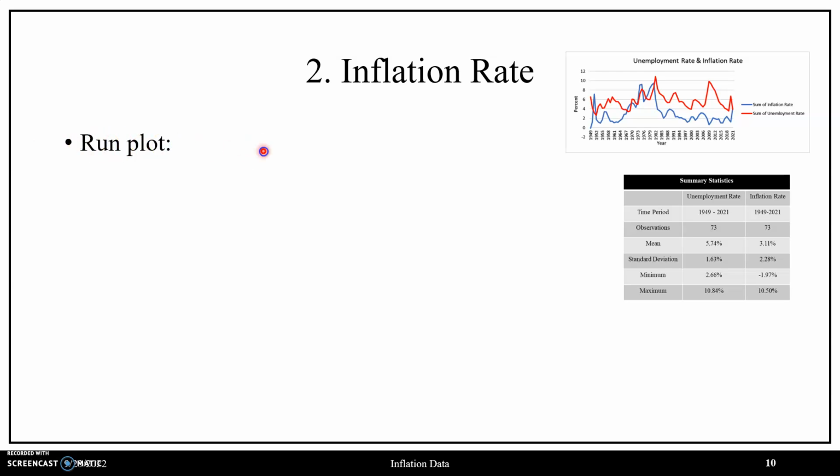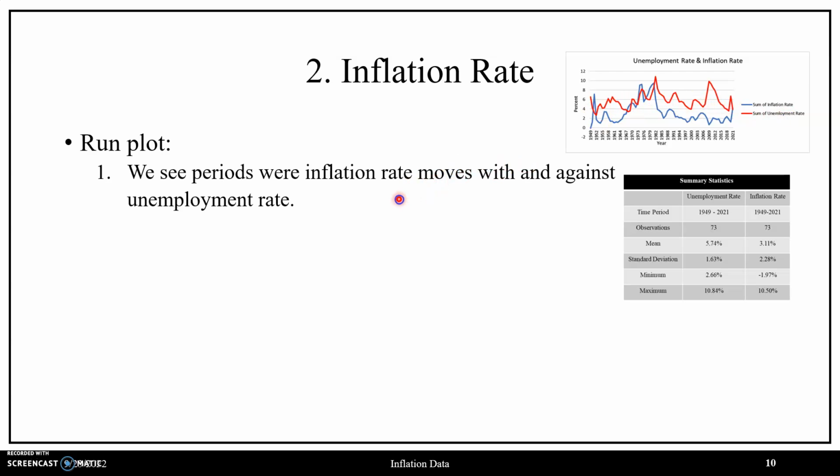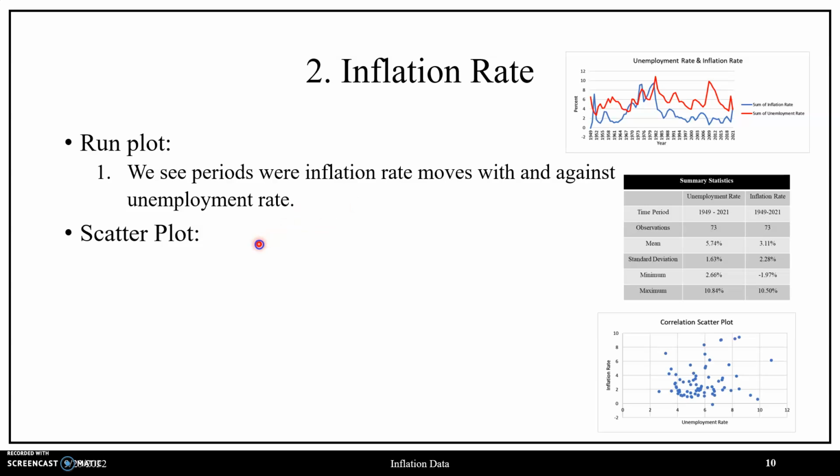So starting with our run plot, we have years on the horizontal axis and percent on the vertical axis. The inflation rate is in blue, and the unemployment rate is in red. Some initial observations: there are periods of time in which the inflation rate and unemployment rate are moving against each other, but also periods in which they are moving with each other. Based upon these initial observations, we can give some initial insight that the two variables may be unrelated with one another. Now, moving on to our scatter plot, let us see what we see.